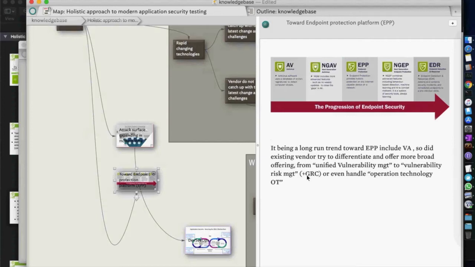Same as well, you will notice that some, as in the slide, are even trying to handle operation technology, the OT, which in the very traditional past was not even classified as the IT domain, right? But they are trying to bridge over to make their unified offering so unique that it lets them continue to remain.